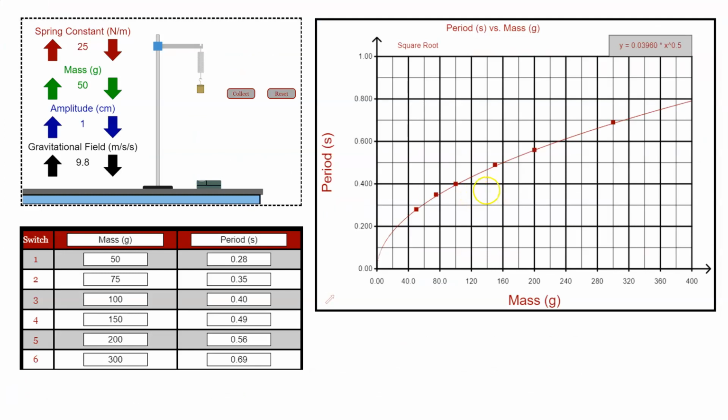So do we get the same number? The answer is yes and no. The yes comes with this power. So even when I change these things, it still appears that the relationship between period and mass is to the square root power, to the square root of m. But this constant here changed. So it seems like changing these two things, spring constant and amplitude, changed this, but not this.